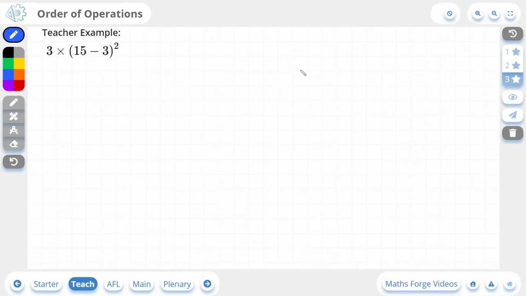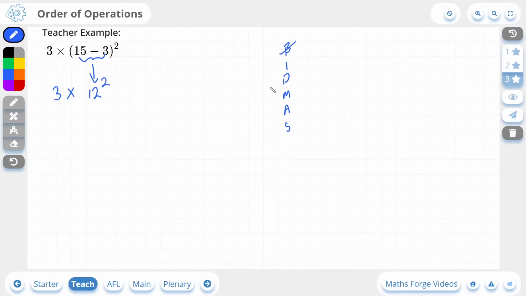Now let's do a 3-star example. So here we have 3 times 15 minus 3 in brackets squared. So let's just quickly write out our BIDMAS. So the first thing we should calculate is anything that has brackets around it. So we have a 15 minus 3, which has brackets around it. So that's the first calculation we're going to do. 15 minus 3 is 12. And this power on the outside is still there. And then we have a 3 times at the beginning. So the only calculation we've done are the numbers in the brackets.